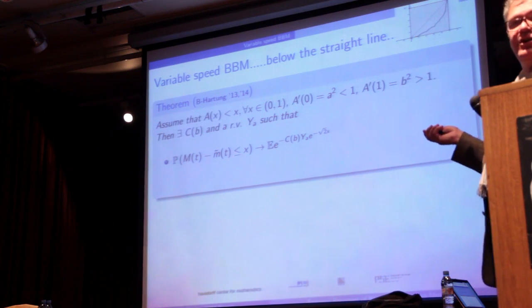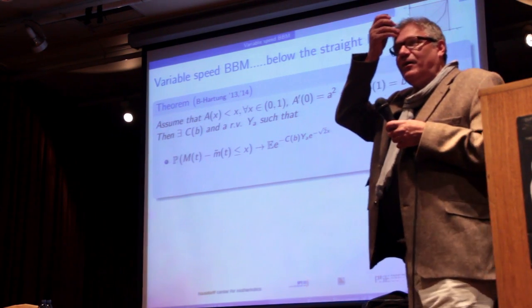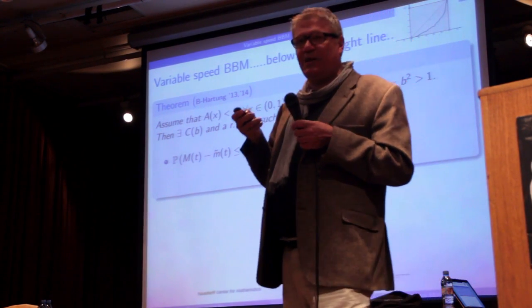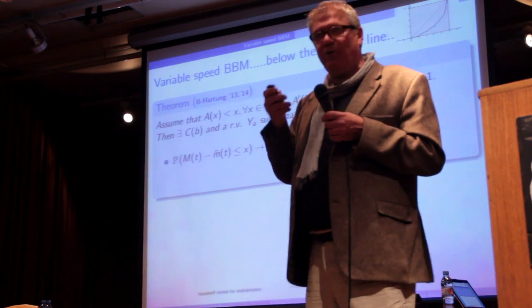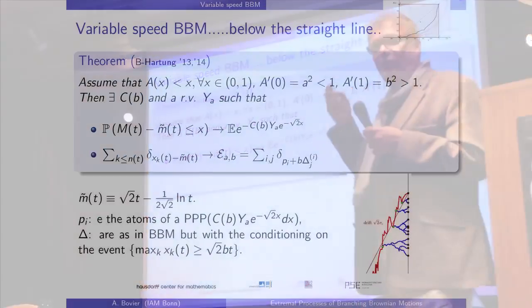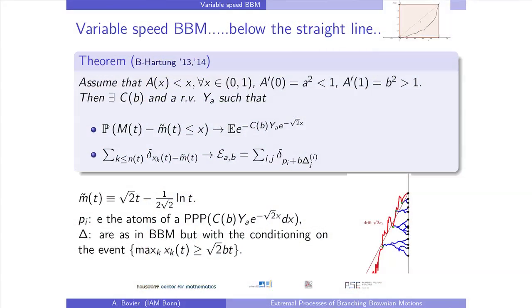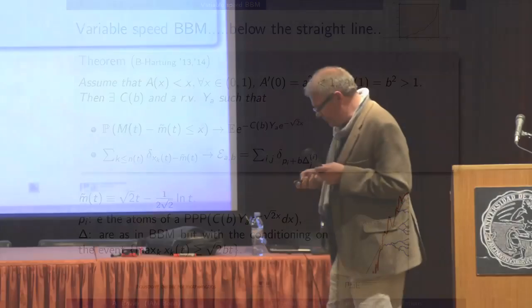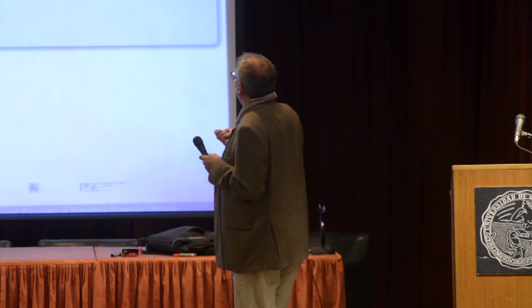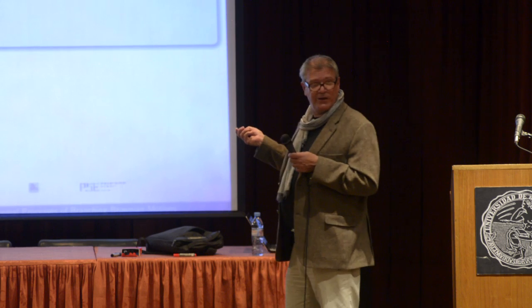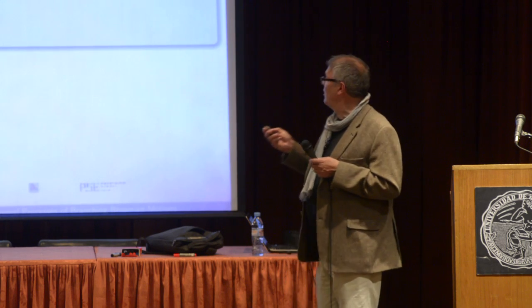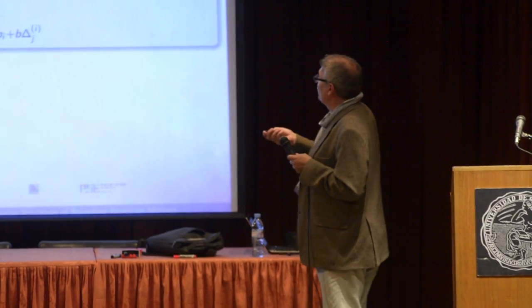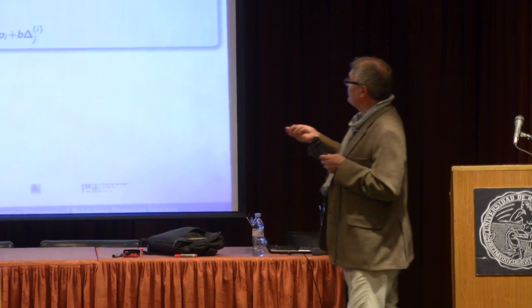minus m tilde t, not the mt from Bramson's mt, so the mt with a 1 over 2 square root of 2 log t, converges to an expression which looks exactly like in the case of the branching Brownian motion, but it has a different random variable and it has a different constant. Right? And the same is true for the extremal process.